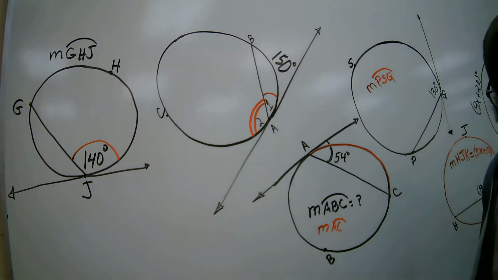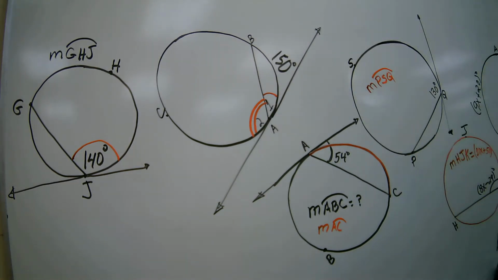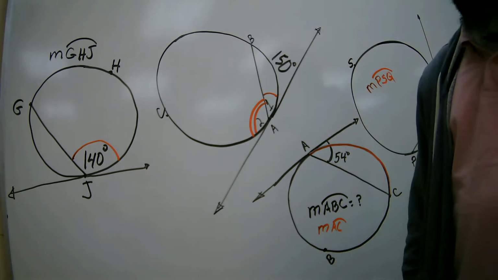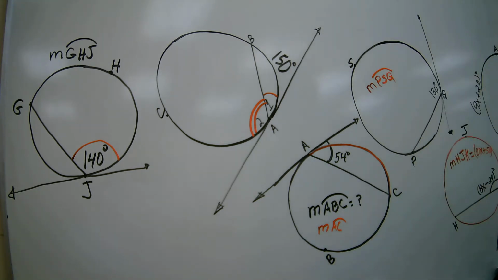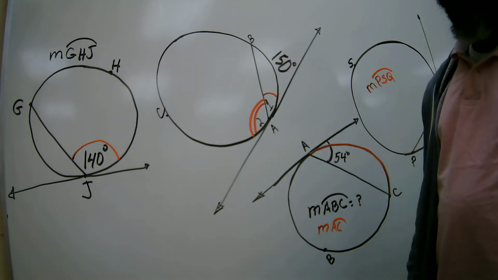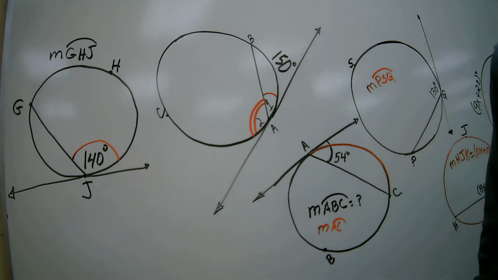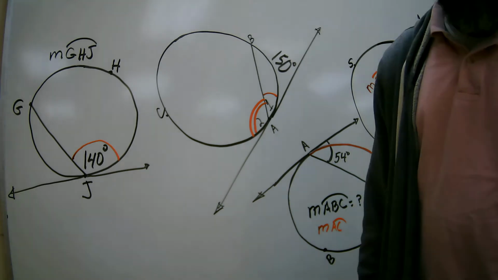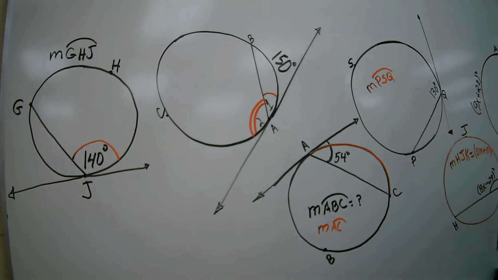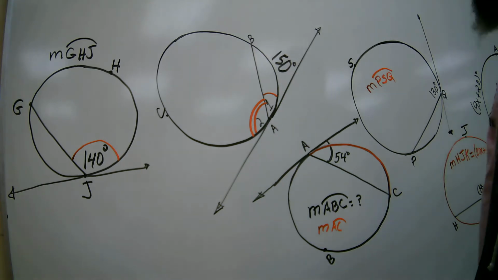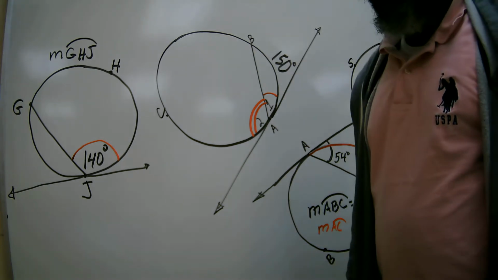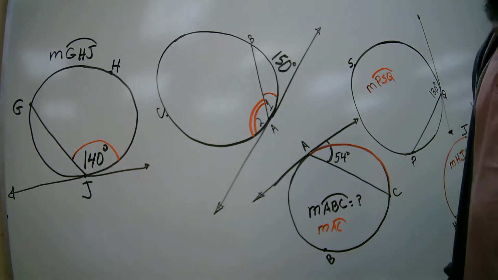We said this is here in another one. If a tangent and a chord intersect at a point on a circle, then the measure of each angle formed is 1/2 of its intercepted arc. Let's recap that again. If a tangent and a chord intersect at a point on a circle, then the measure of each angle formed is 1/2 of its intercepted arc.